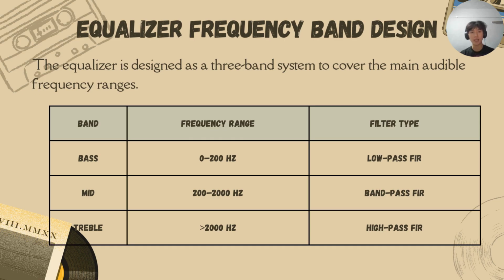The equalizer is designed as a three-band system to cover the main audible frequency range. The bass band covers low frequency from 0 to 200 Hz, which mainly affects the bass and low tones. The mid-band from 200 to 2000 Hz contains vocals and most of the instruments. The frequencies from 2000 Hz and above are classified as treble, which add brightness and detail. Each band uses a different FIR filter type to isolate the desired frequency range.